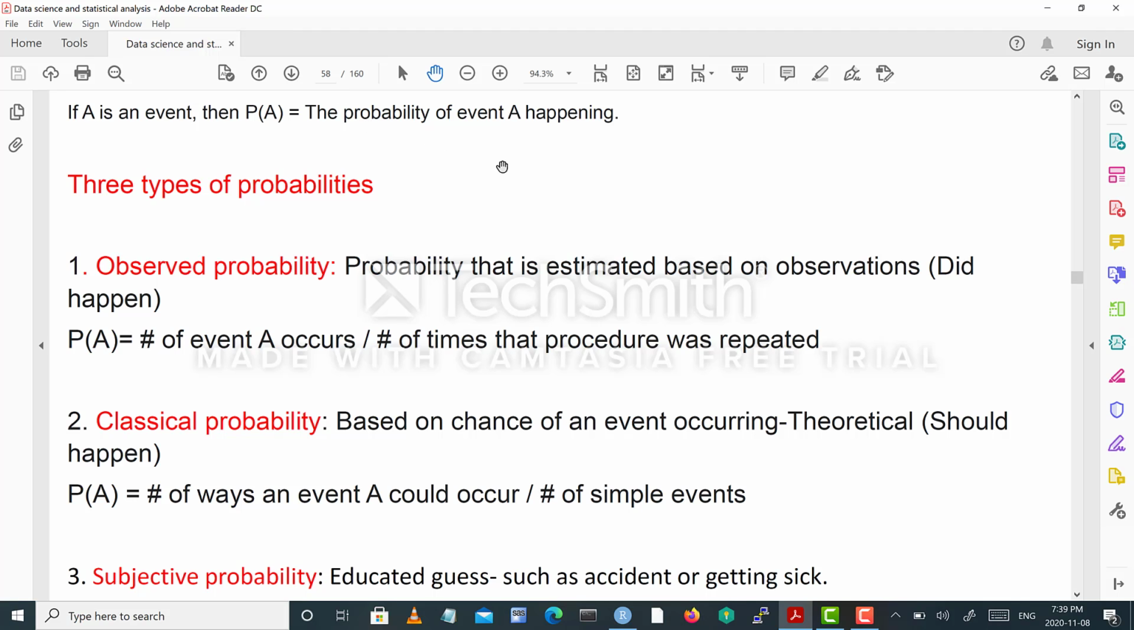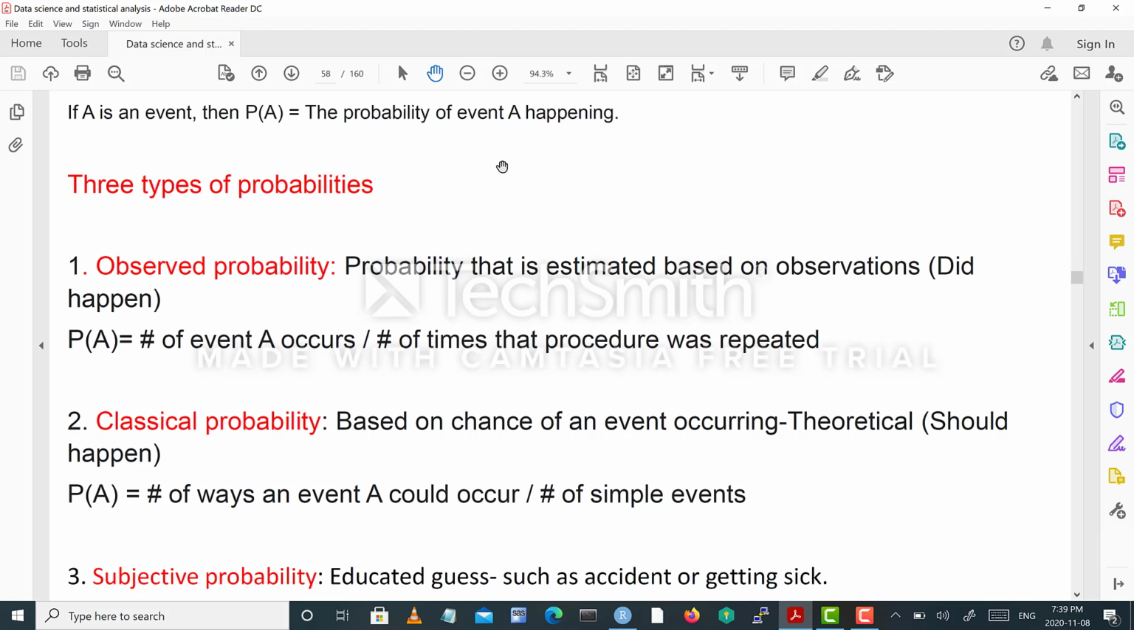If A is an event, then P(A) is, by definition, the probability of event A happening or occurring. There are 3 types of probabilities. Observed probability is the probability that is estimated based on observation. We do some experiment and observe something happened, and then we can calculate the probability of that event happening.